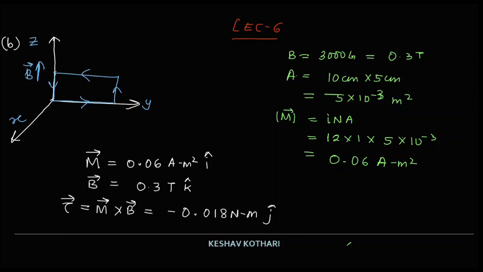If you check the direction of magnetic moment, we have only placed the loop with its length behaving like a breadth and breadth behaving like length. So that is the only difference between case A and case B.